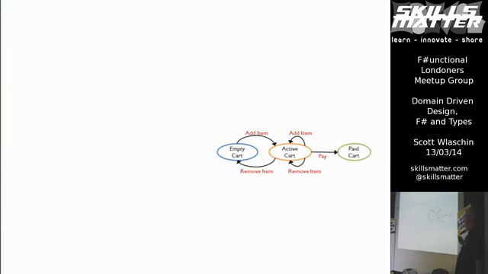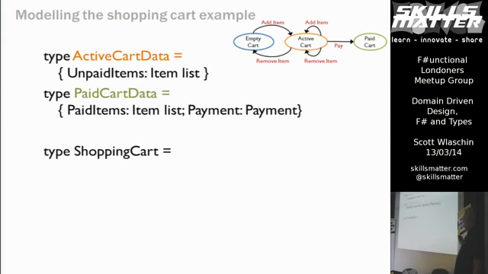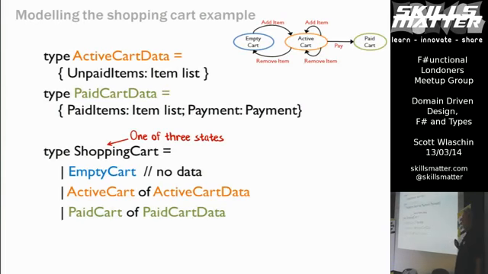Right, so let's put them together. So we have an active cart, we have a paid cart. So the shopping cart is going to consist of 3 different cases: the empty cart case, the active cart case, and the paid cart case. And for those 2 cases, we store the data associated with that state. All right? So we define the data that we store, and then we define a case for each possible state. So once you've done that, you can now define an API.